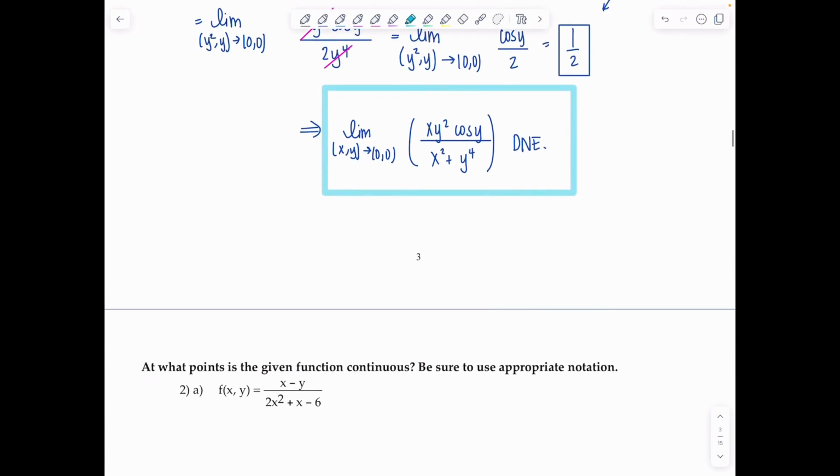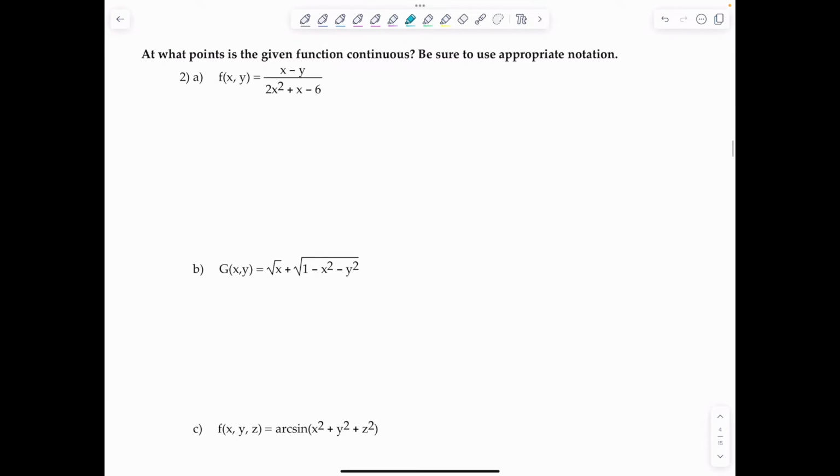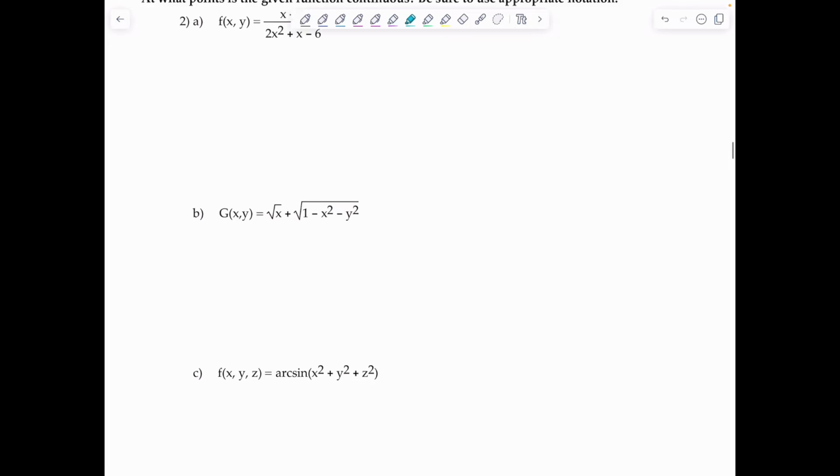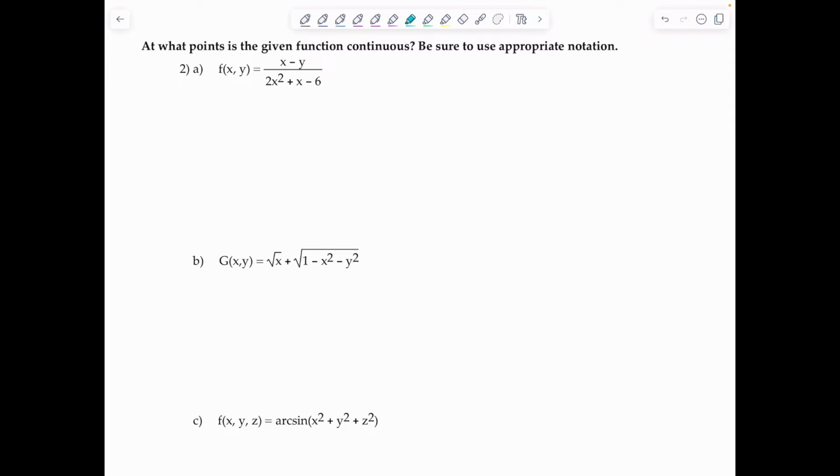Okay, moving on. Let's look at problem 2. At what points is the given function continuous? Be sure to use appropriate notation. So for all of the functions given in problem 2, we can apply a special theorem that we learned early in our calculus career, namely that rational functions, radical functions, inverse trig functions, exponential functions, all these functions are continuous on their domains.